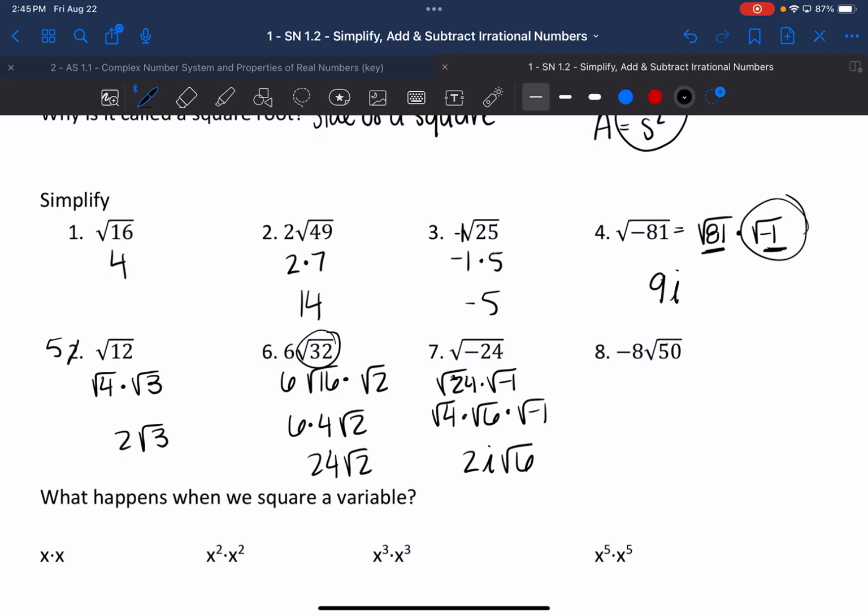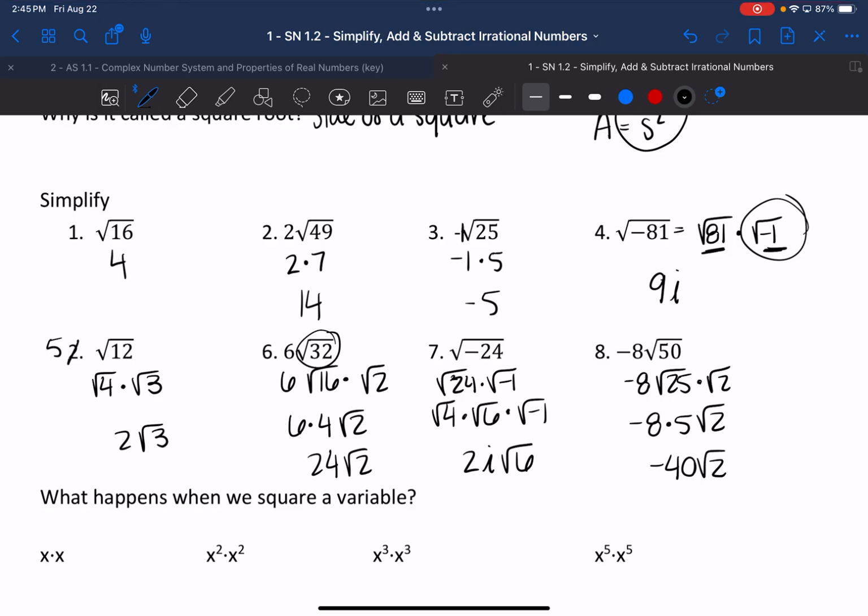Okay, what about number 8? What could we rewrite square root of 50 as? 25 and 2. Good. So this would be negative 8 times root 25 times root 2. What is the square root of 25? 5. So this is really negative 8 times 5 root 2, or negative 40 root 2.